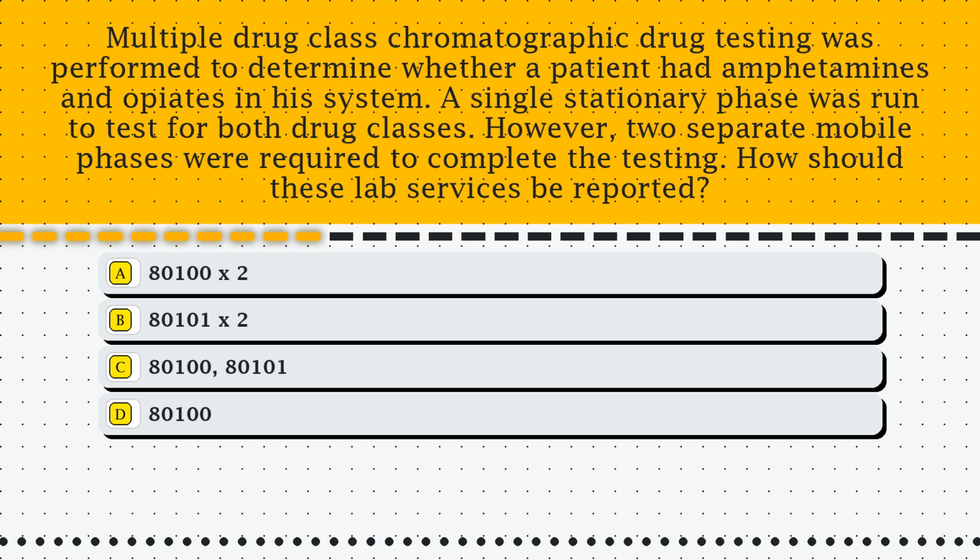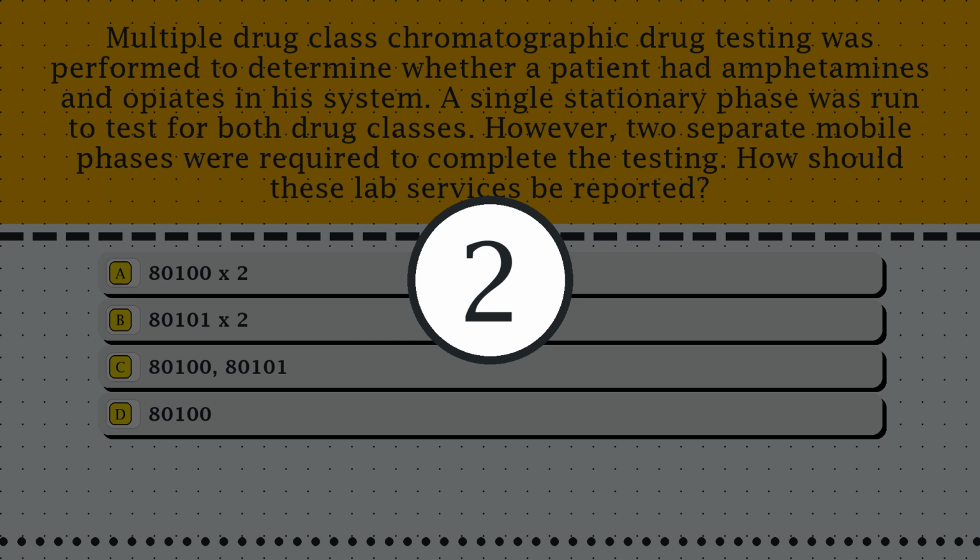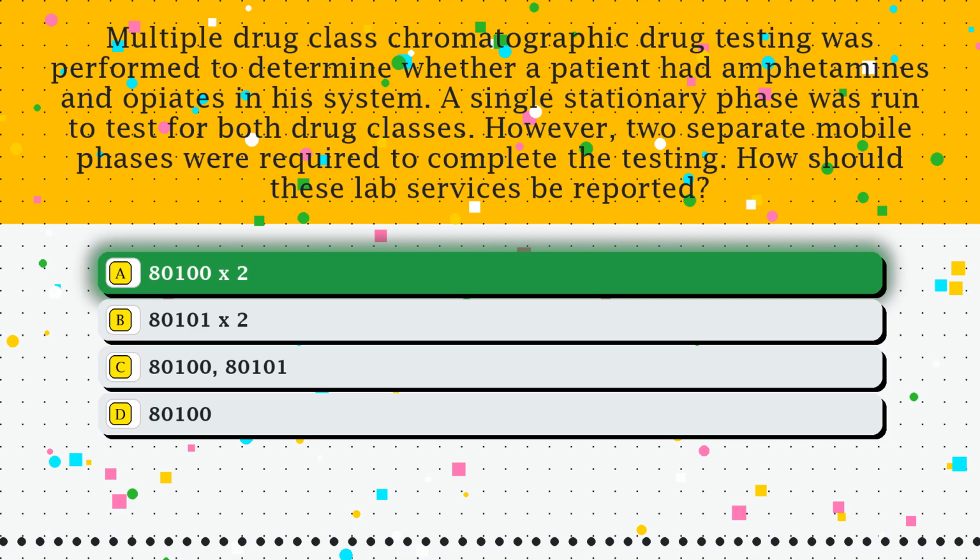Option A: 80100x2. Option B: 80101x2. Option C: 80100, 80101. Option D: 80100. The correct answer is option A: 80100x2.